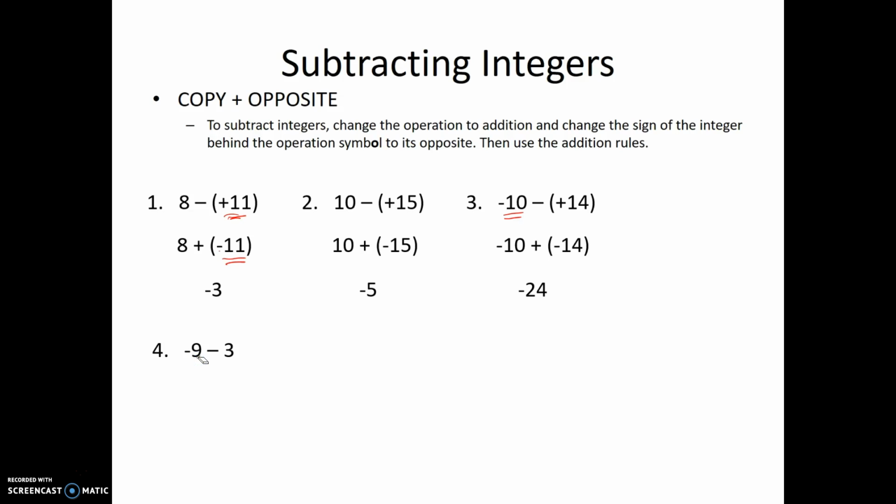Okay, so we're still going to follow our algorithm. We're going to copy the first integer, negative 9. We're going to change the subtraction to an addition sign, and we're going to change that positive 3 to a negative 3. So it should look like that. Now we have a same sign sum, so we're going to just add them together and keep the sign. Okay, do the last two on your own, pause the video, and then come back and check.